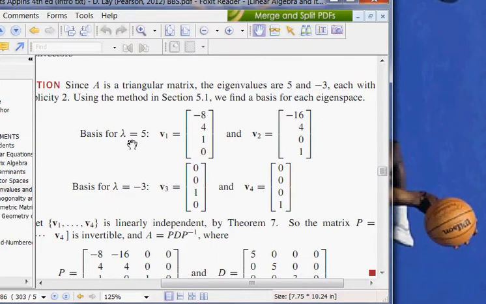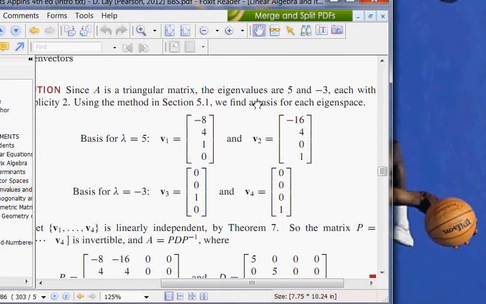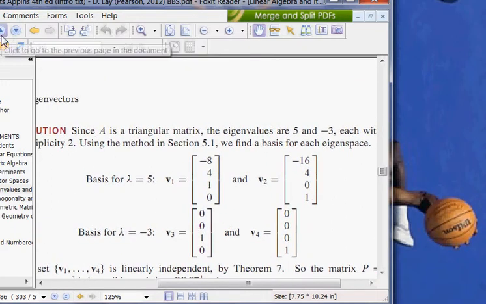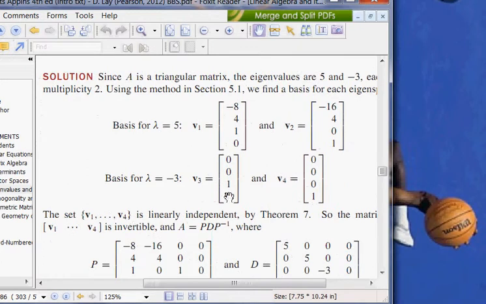So for the lambda equals 5 eigenspace, they found these two basis vectors, and for the lambda equals minus 3 eigenspace, they found these two basis vectors. Okay, keep in mind that these basis vectors correspond to free variables. Okay, that's an important idea. So what they say is that you can justify the linear independence of all this by theorem 7.